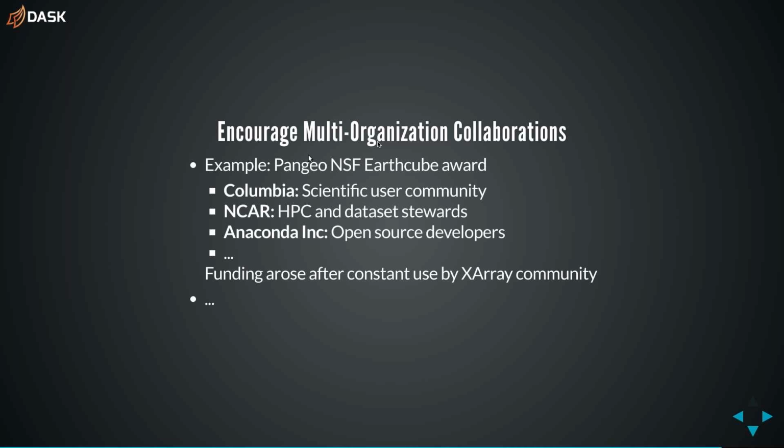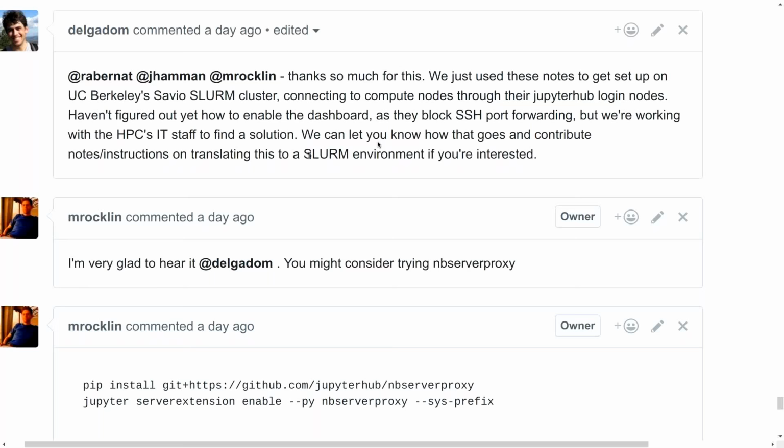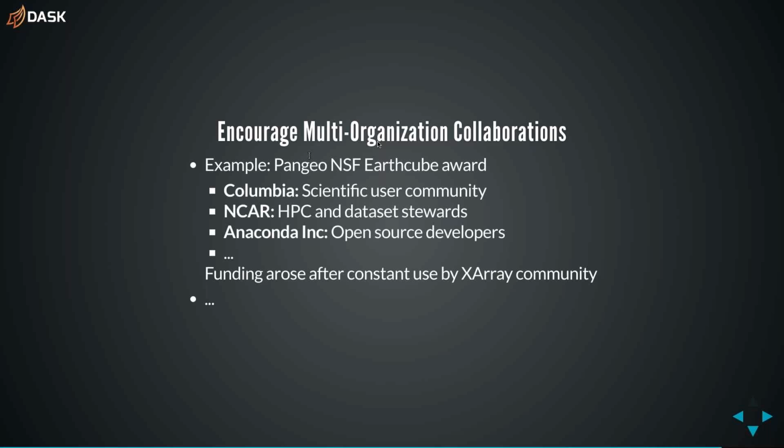As an example, this person from UC Berkeley's Slurm Savio cluster showed up yesterday and said, hey, I've been using the documentation, it's been great. I've got this problem, I can't get the Bokeh dashboard to work. Within about an hour, we said, hey, great, try using this nbserverproxy project, which came out of JupyterHub. So we're getting more and more requests like this, and it's very satisfying to see many people come onto this project. I think we span two or three nations now, and nonprofit groups, for-profit groups. It's been a very nice collaboration.